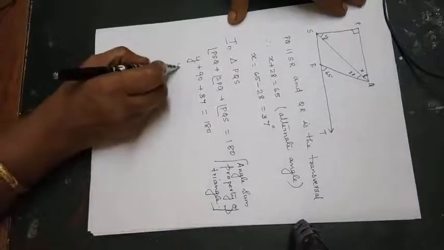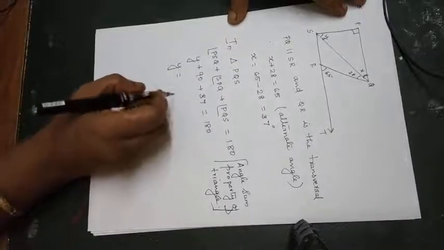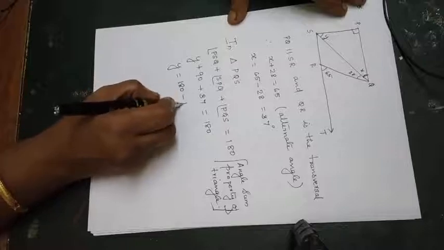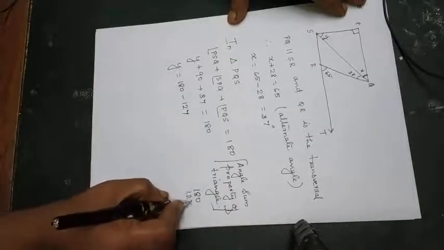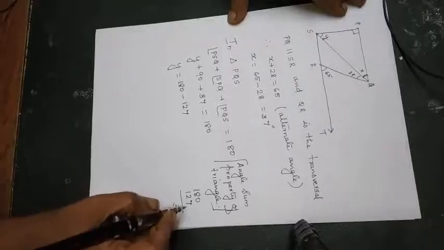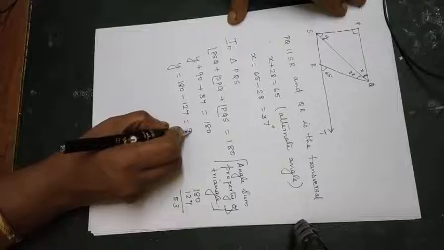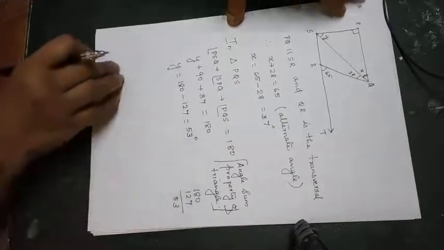Now what will be Y? 90 plus 37 is 127, and 180 minus 127 is 53. So Y is equal to 53.